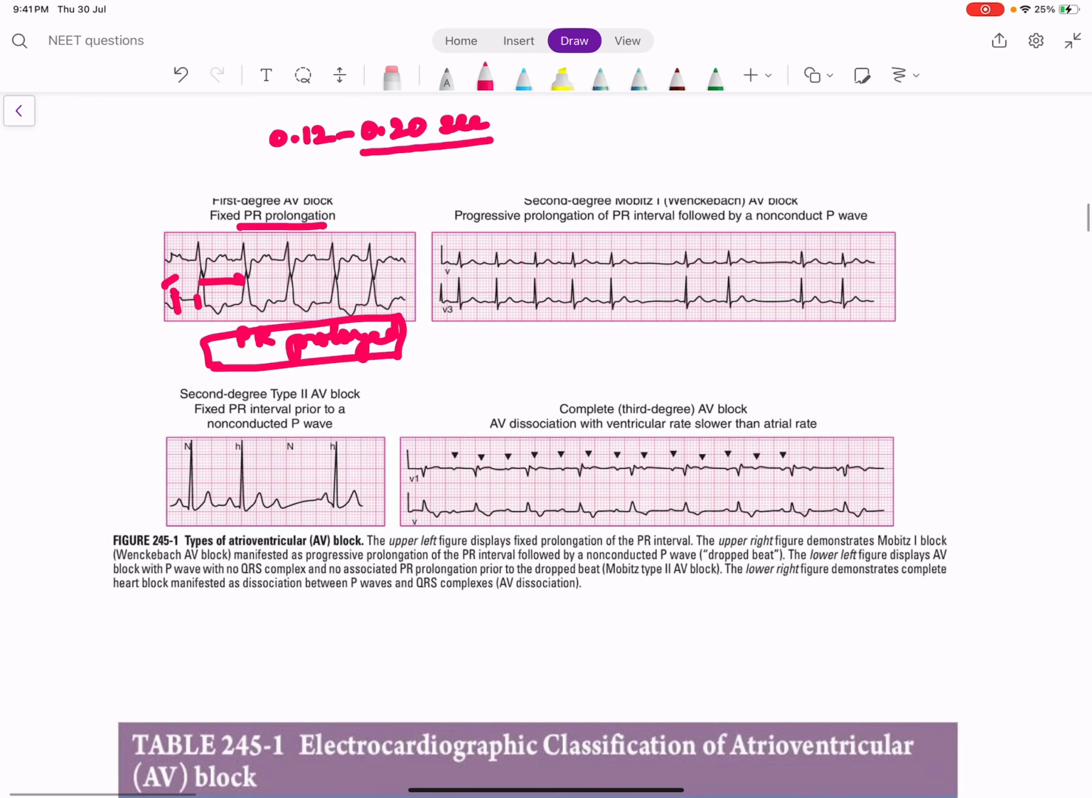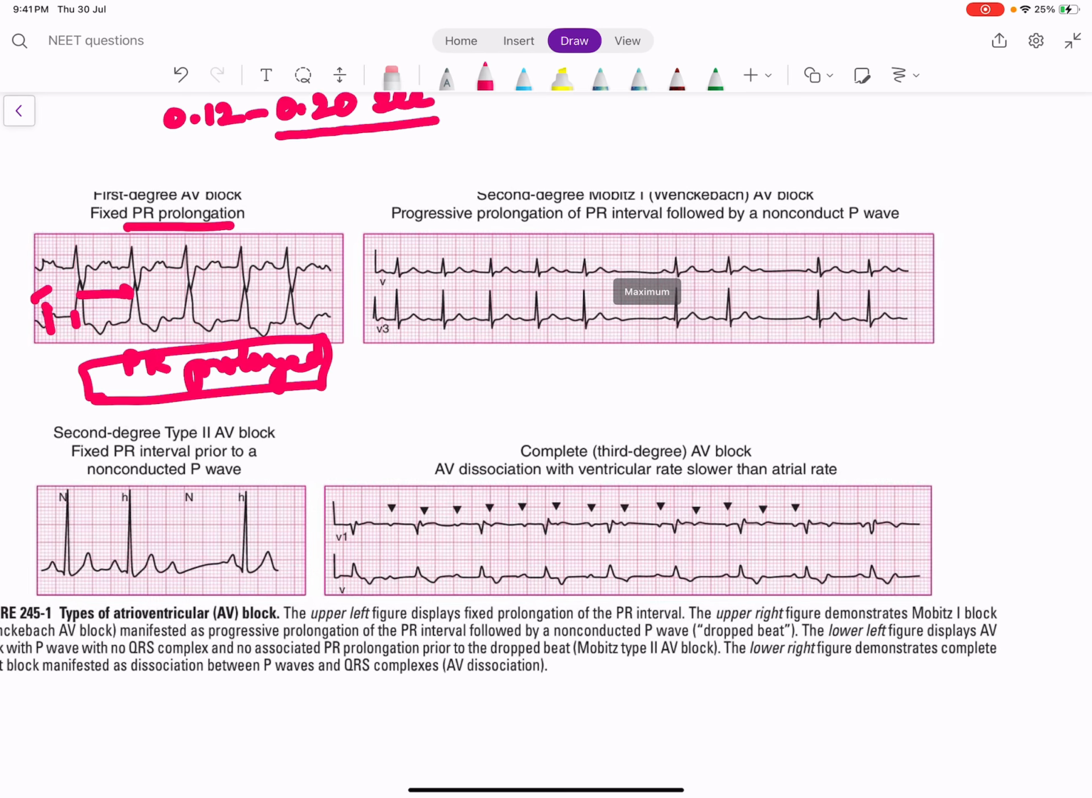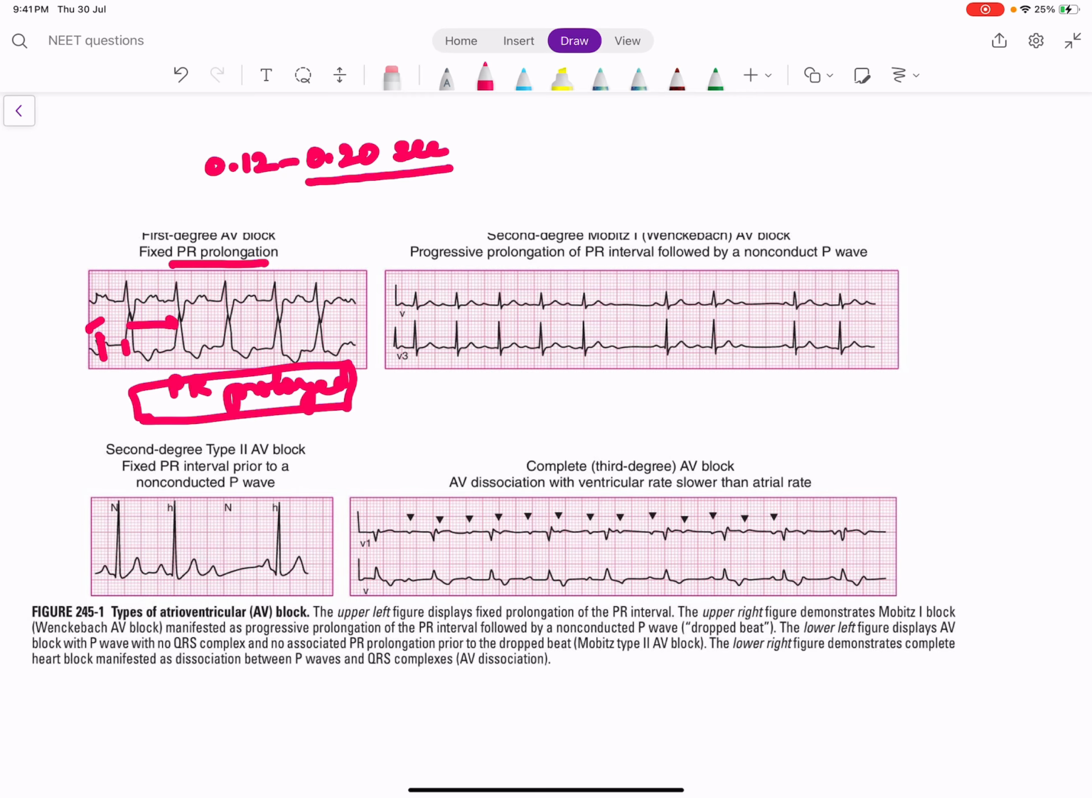Second degree AV block, there is some drop in a beat. Second degree AV block is of 2 types. One is called the Wenckebach phenomenon or Mobitz type 1. There is progressive prolongation of PR interval and one wave drops.